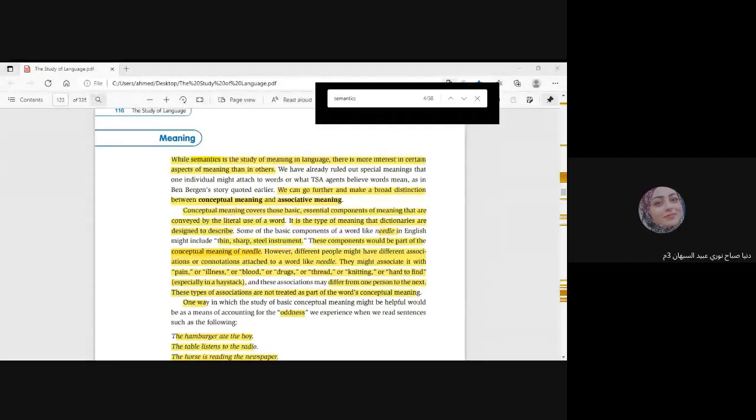Yes, sir. Semantics is the study of meaning in language. We can differentiate between conceptual meaning and associative meaning. By conceptual meaning, we mean the basic combinations of meaning that are conveyed from the literal use of the word. For example, the word needle, conceptually means thin, sharp and tall. As for the associative meaning of the word, it is associated with pain or diseases, and this associative meaning differs from person to person and is not part of the conventional meaning of the word.